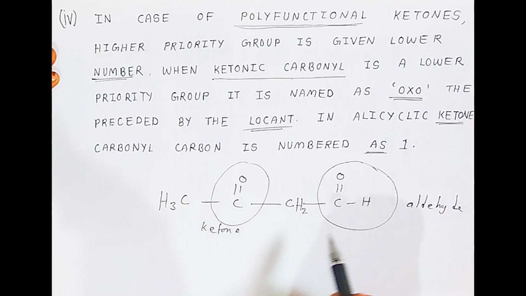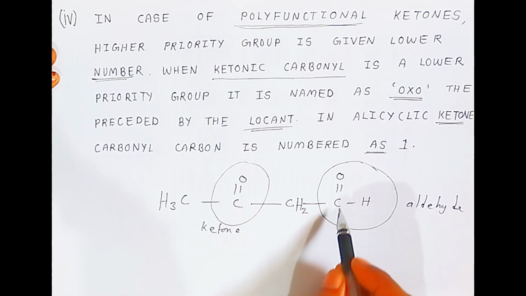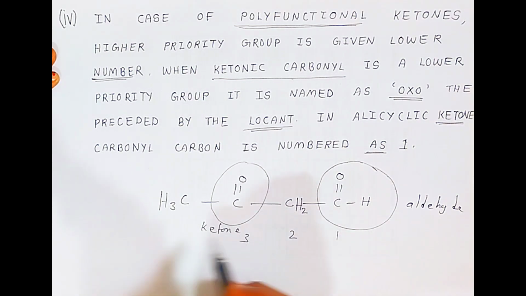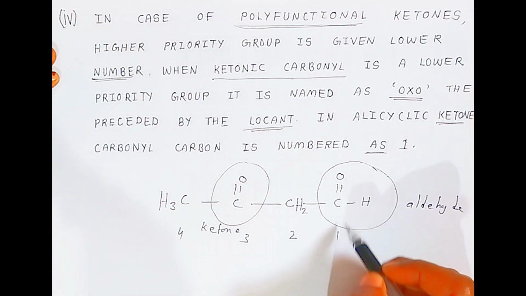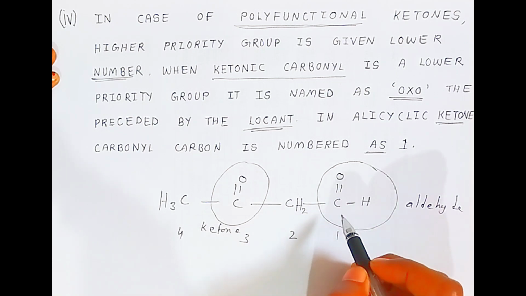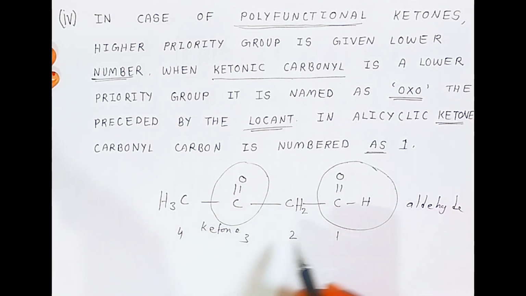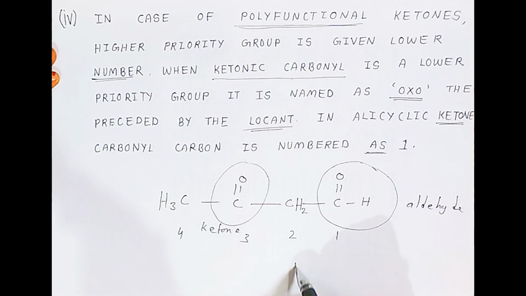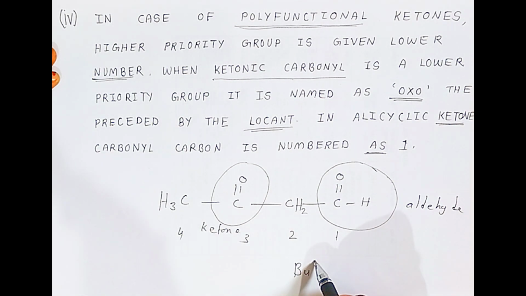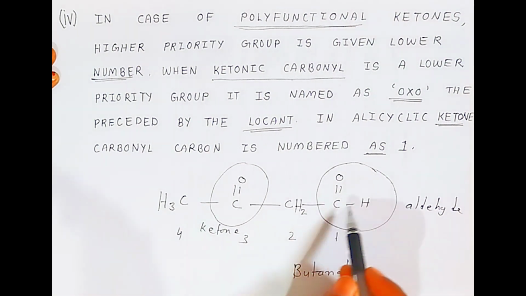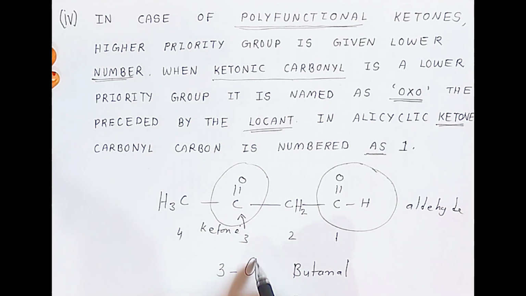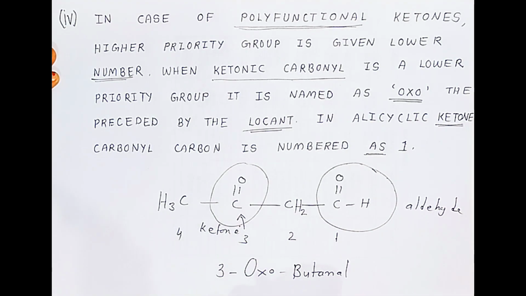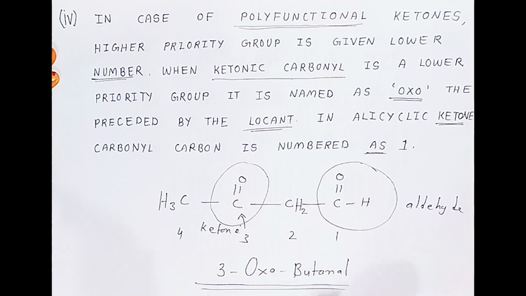So students, this is a ketone, so you have to start the numbering and give priority to this: 1, 2, 3 and 4. Okay students, so it is called butanal. We have to give the numbering from this carbon, so this will be the butanal, 1, 2, 3, 4. But at carbon number 3, students, you have a carbonyl, so we call it 3-oxo-butanal. Okay students, 3-oxo-butanal, that we will see.